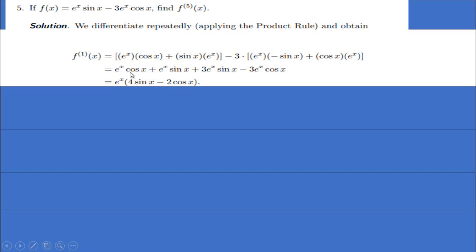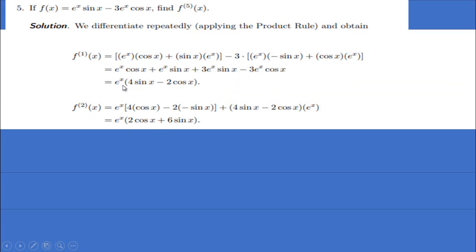Ito naman ay e to the x cos x. Ito ay minus 3e to the x cos x. So, negative 3 plus 1, that is negative 2e to the x cos x. So, pwede na yun siya. We got 4e to the x sine x minus 2e to the x cosine x, or we can factor. So, that's the first derivative.